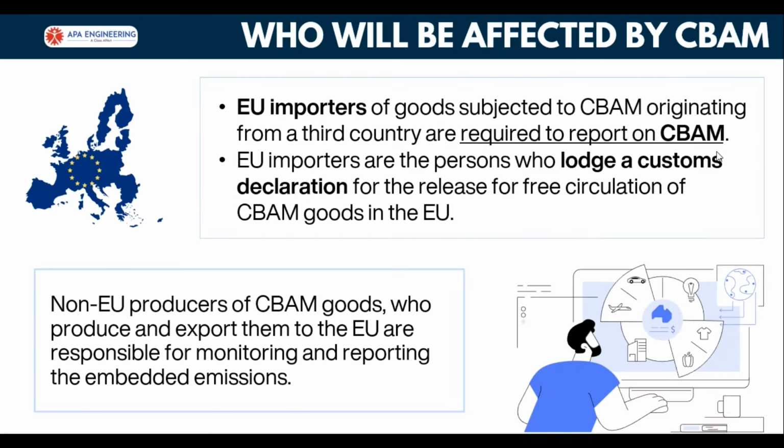And then let us take a look at the people who are actually being affected. So there are 2 criteria. One is EU importers of goods which are subjected to CBAM originating from a third country. They have an obligation to report on CBAM. Then you also have non-EU producers who are exporting into the EU. They are also responsible for monitoring and reporting all the embedded emissions.